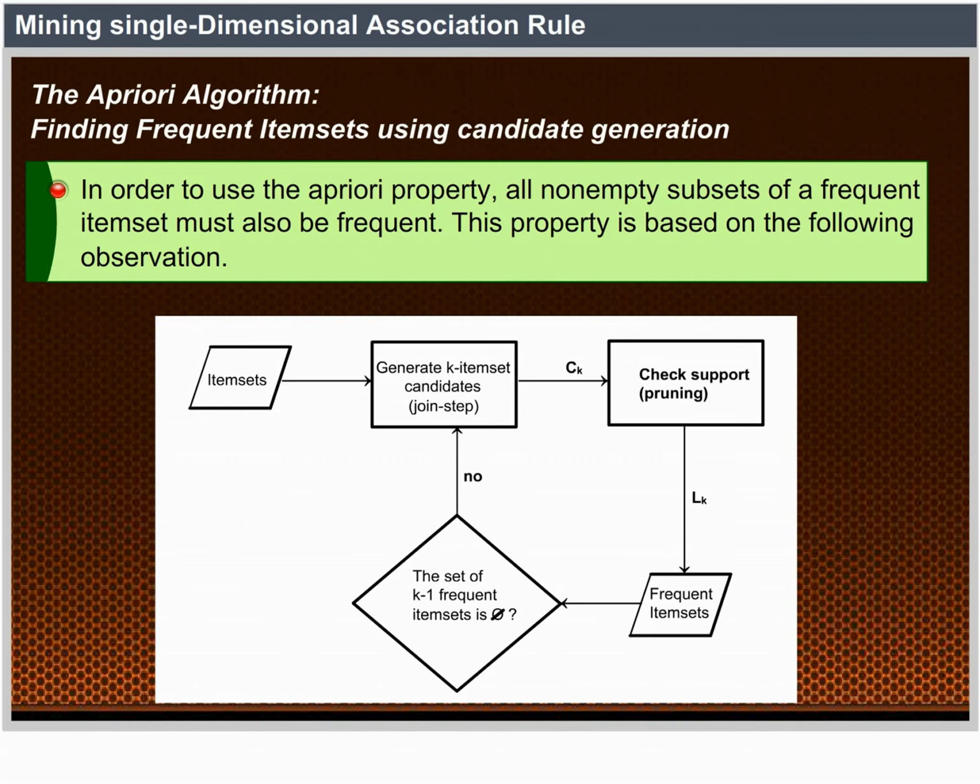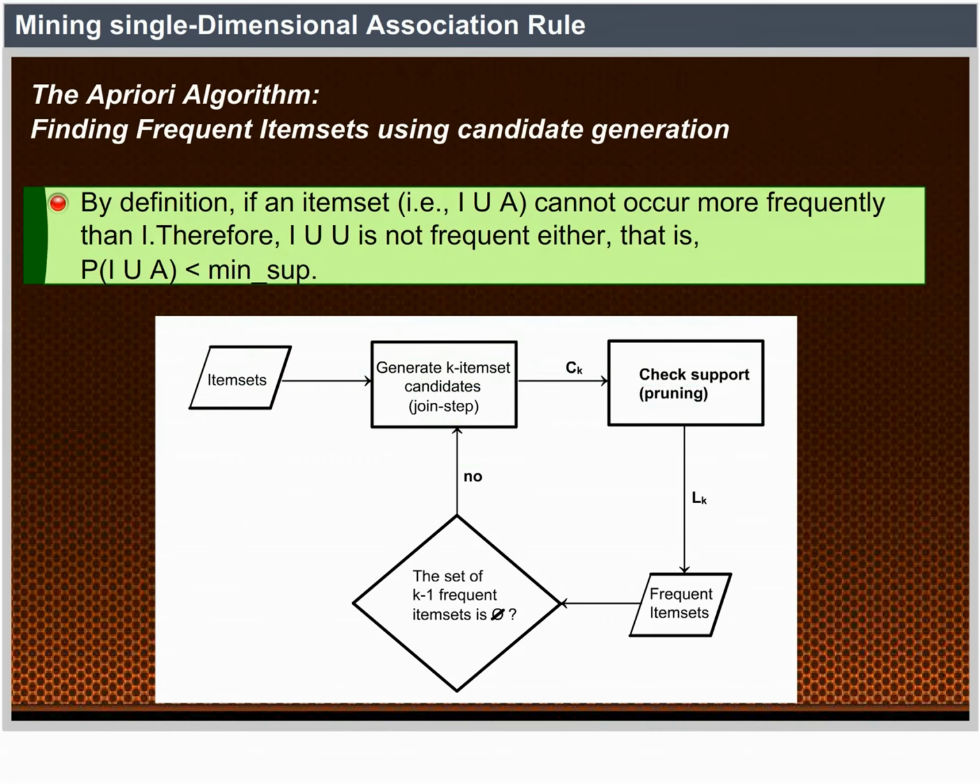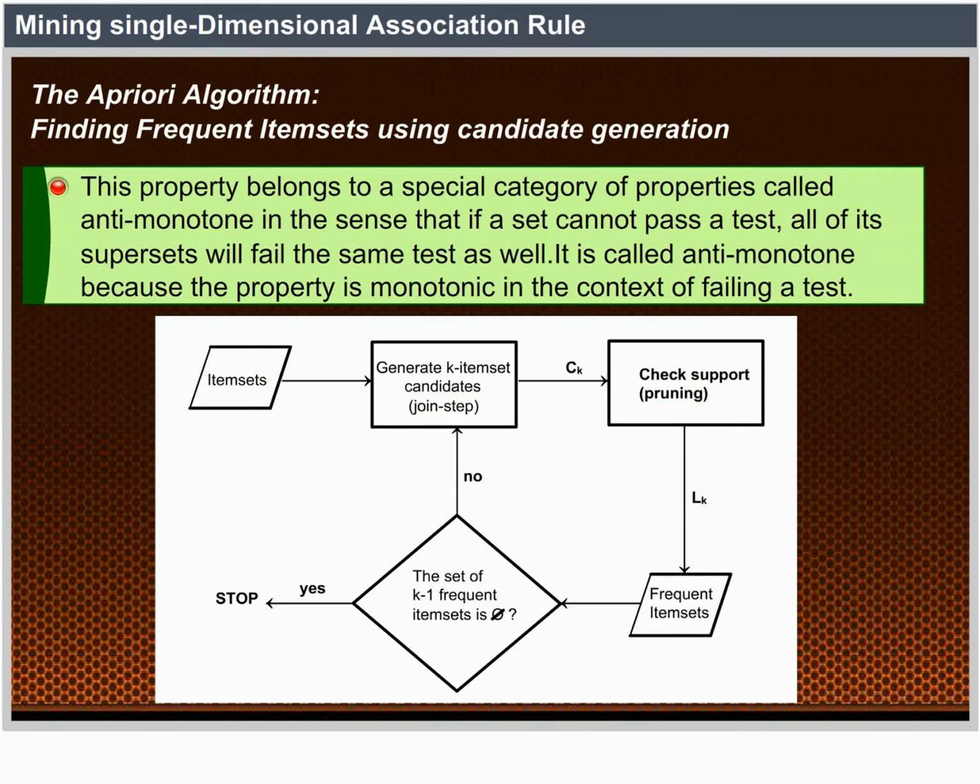By definition, if an item set I cannot occur more frequently than the minimum support, then I union A is not frequent either, that is, probability of I union A is less than min sup. This property belongs to a special category of properties called anti-monotone, in the sense that if a set cannot pass a test, all of its supersets will fail the same test as well. It is called anti-monotone because the property is monotonic in the context of failing a test.